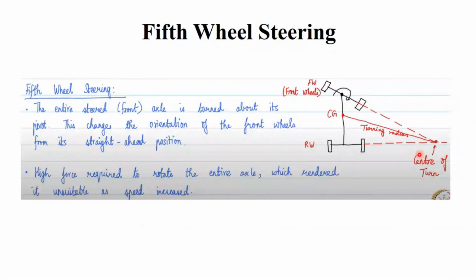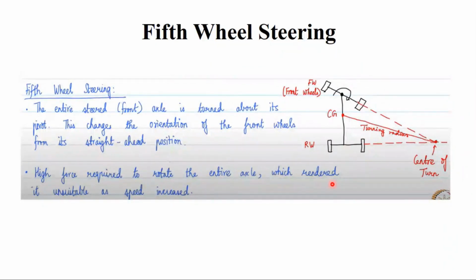And the point between the front wheel and the rear wheel is the center of gravity of the vehicle, CG. The line which connects the center of gravity to the center of turn is nothing but the turning radius. In short, it can be called TR, or turning radius.